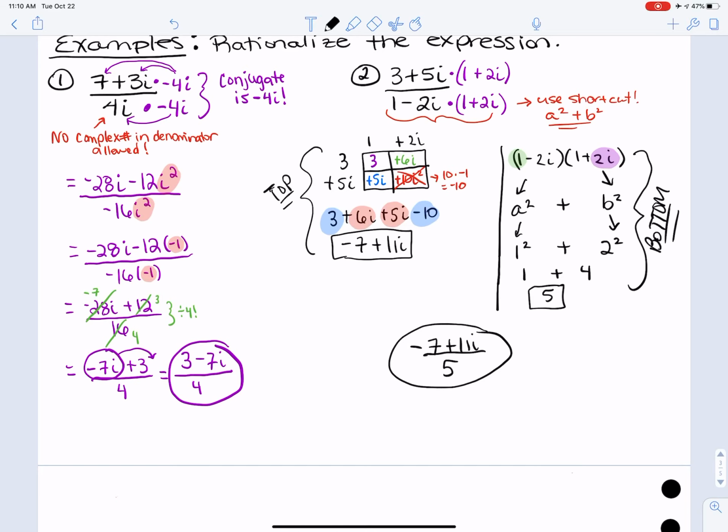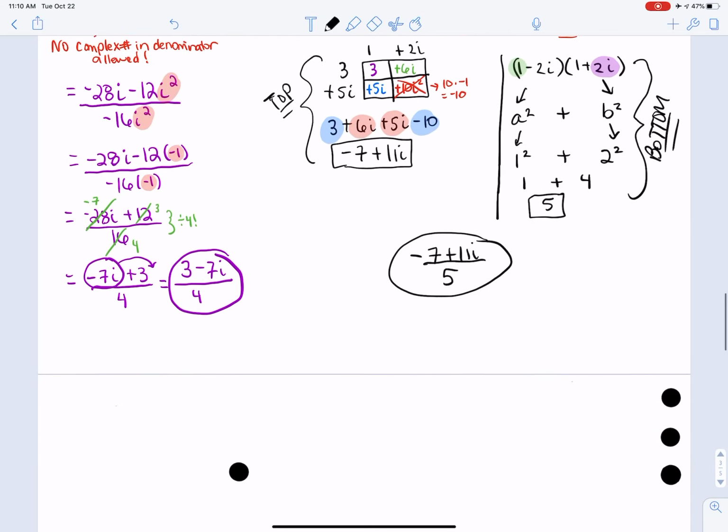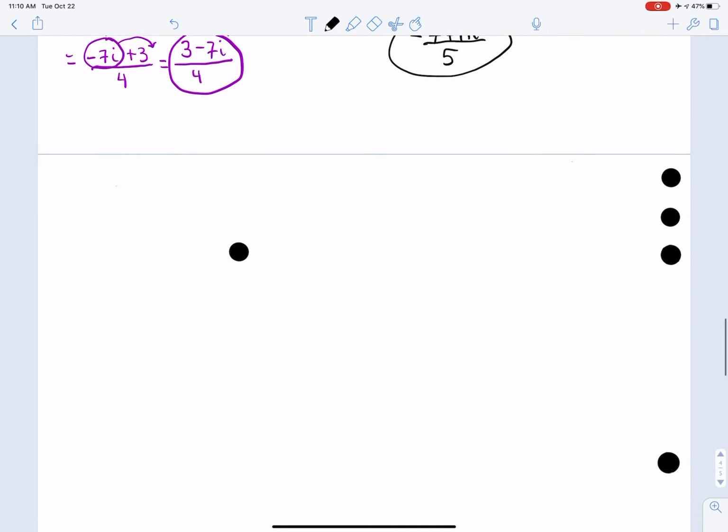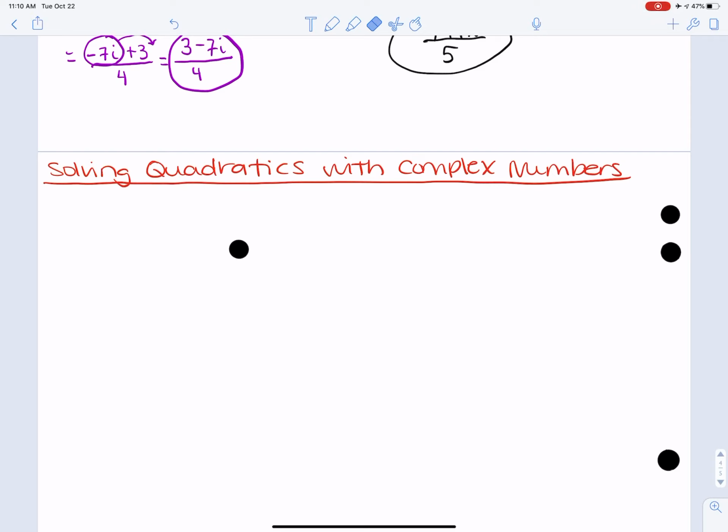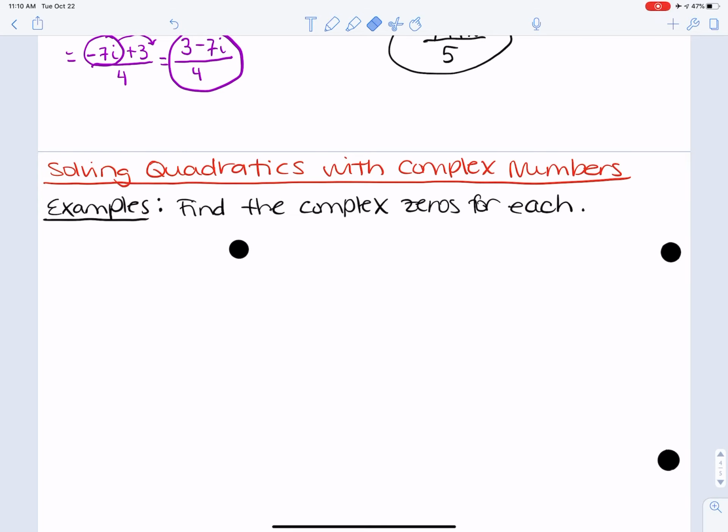All right. Last step, last thing is quadratics. Solving quadratics with complex numbers. So this would come from when you have a square root and you have a negative under it. Well, where do you get square roots from in quadratics? The quadratic formula. So let's do some examples. Find the complex zeros for each.